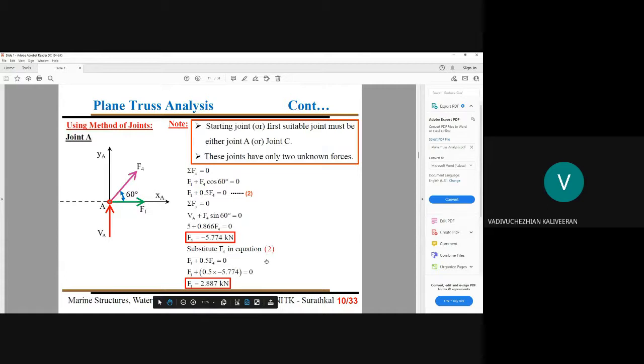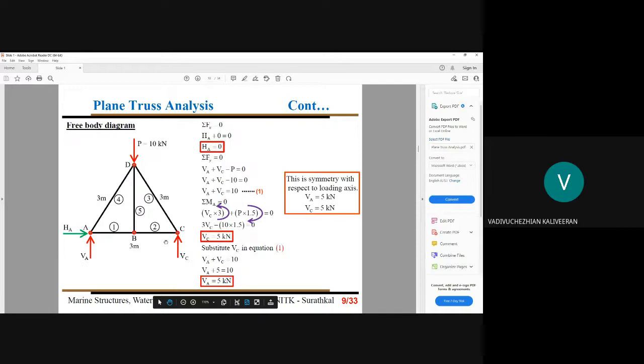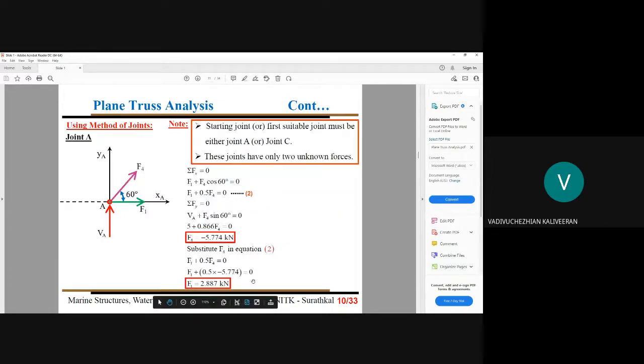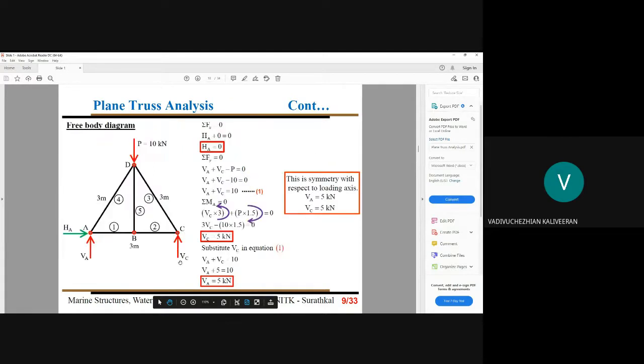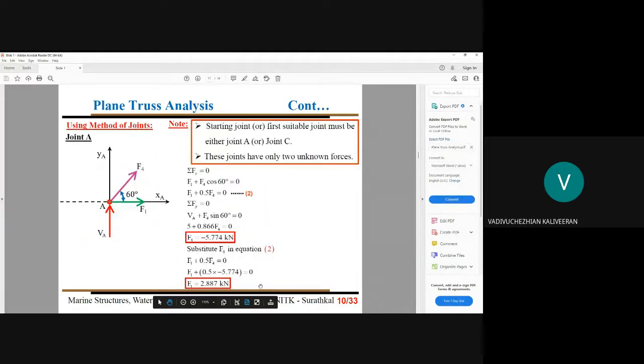So now we have to note the substitution part. We identified F4. Now this F4 should be substituted in equation number 2 and we take care of our F1 part. Please remember, when we substitute, we get 2.887 kilonewton. It is attached with a positive sign. So what does it indicate? Your member AB or member 1 is subjected to tension, that is coinciding with this positive sign. So we need not bother. We can comfortably say our member AB or member 1 is subjected to tension. The magnitude of the tensile force along member AB is 2.887 kilonewton.